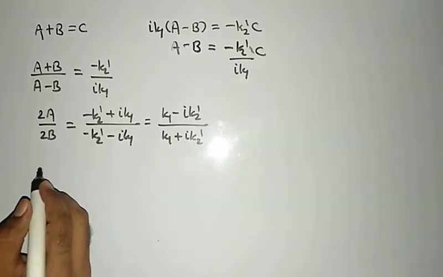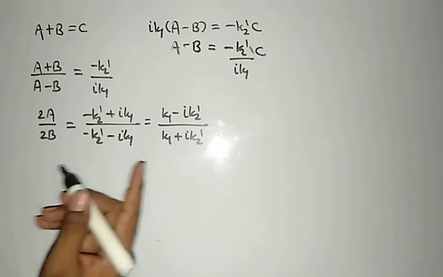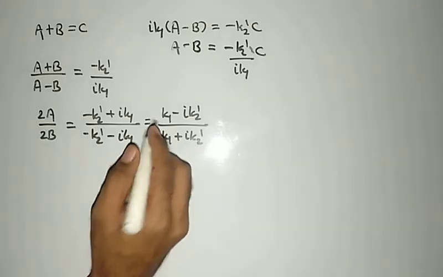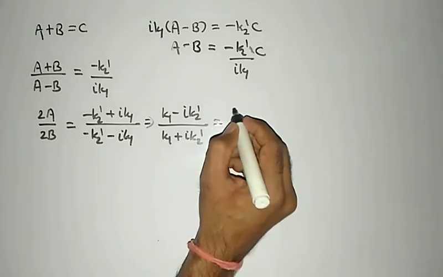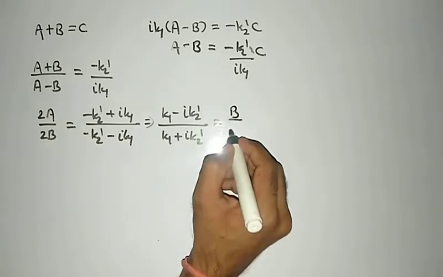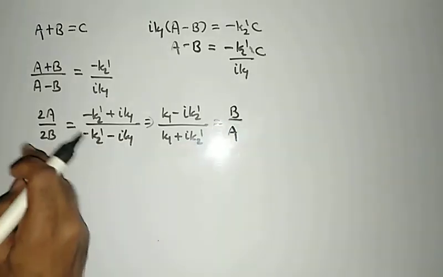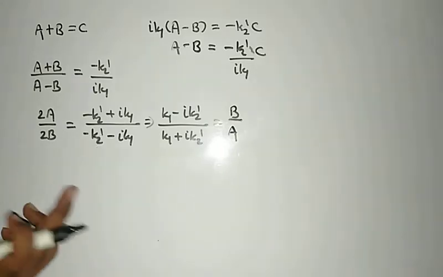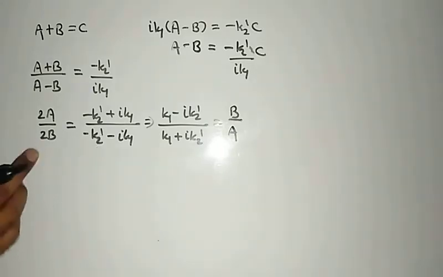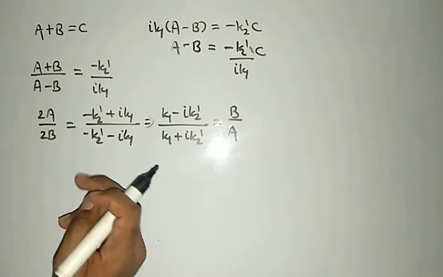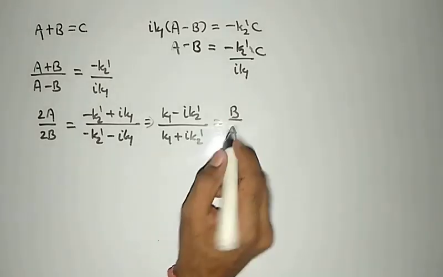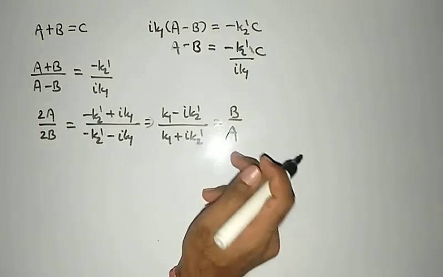Now write down for b by a. Just reverse here and take minus i common, and you will get the value of b by a is this, and we can find reflectance.